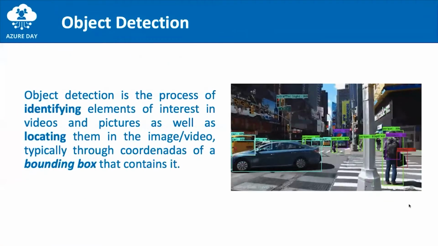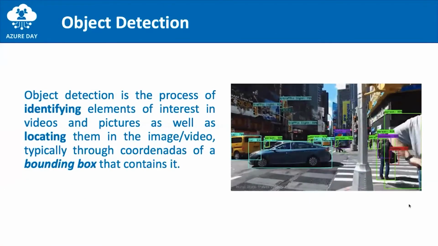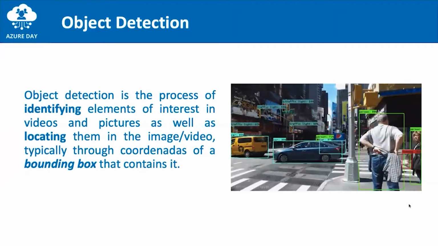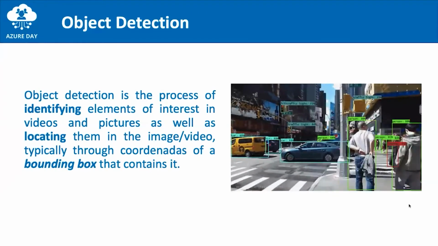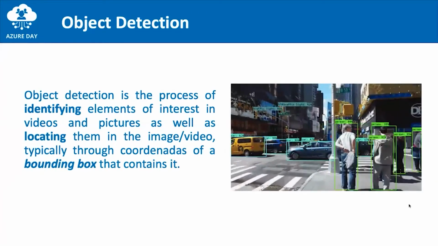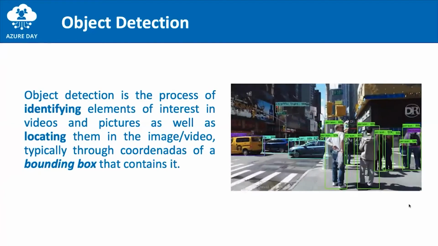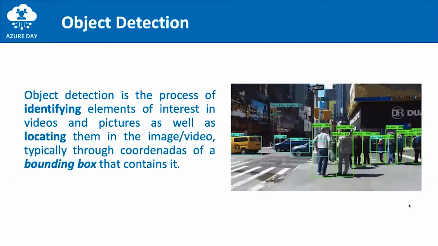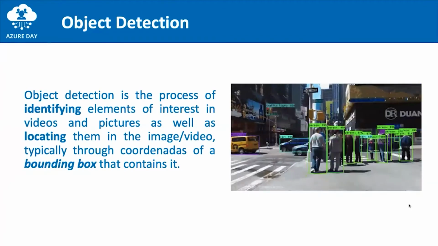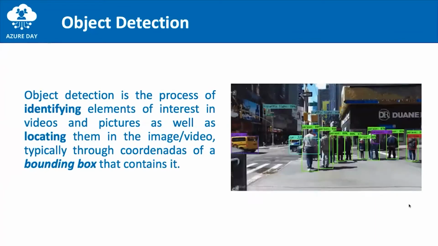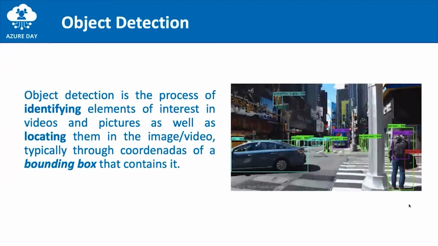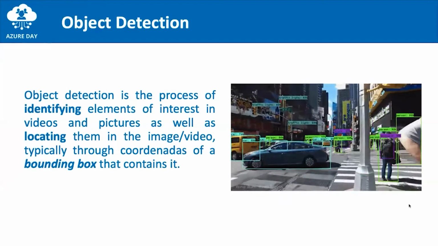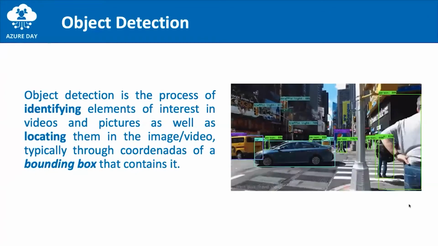Okay, so what is object detection? Object detection can be defined as the process of identifying some elements of interest in multimedia files, such as videos and pictures. You might think, okay, this is the same as image classification. Well, the key difference is that in object detection, it is also important to know the position of your element of interest in your file.